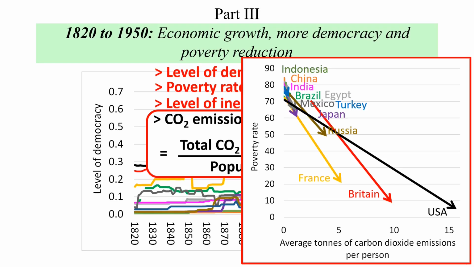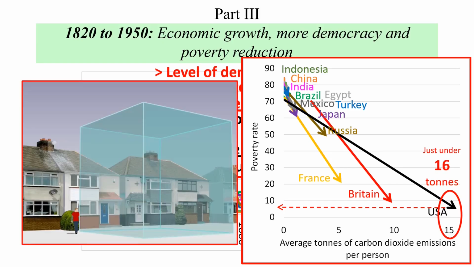Then there's France and Britain, and finally the United States, which among our 12 countries saw the lowest level of poverty by 1950, but also by far the highest emissions per capita at just under 16 tons per capita in 1950. To help us understand the meaning of 1 ton of carbon dioxide, artists have produced images like this. The 1 ton of CO2 would fit into this blue box. In the case of the United States, on average, each person was emitting around 16 boxes like this by 1950.